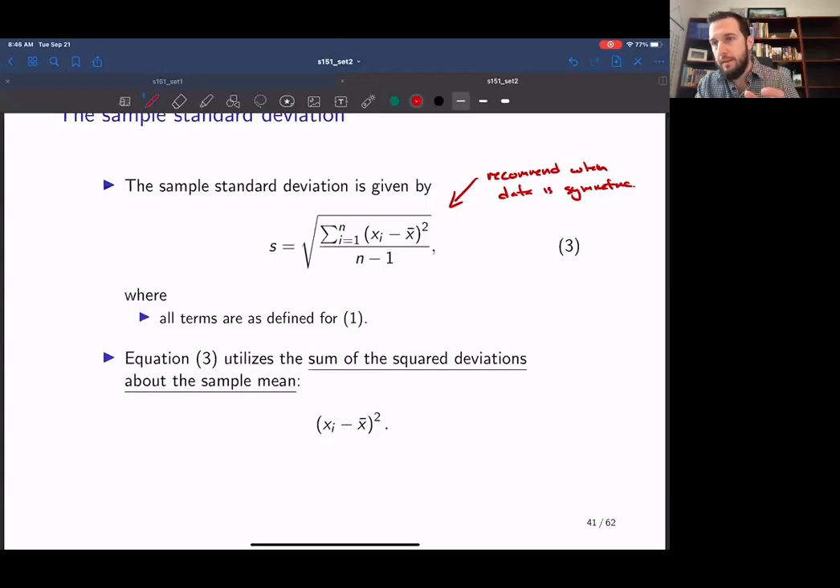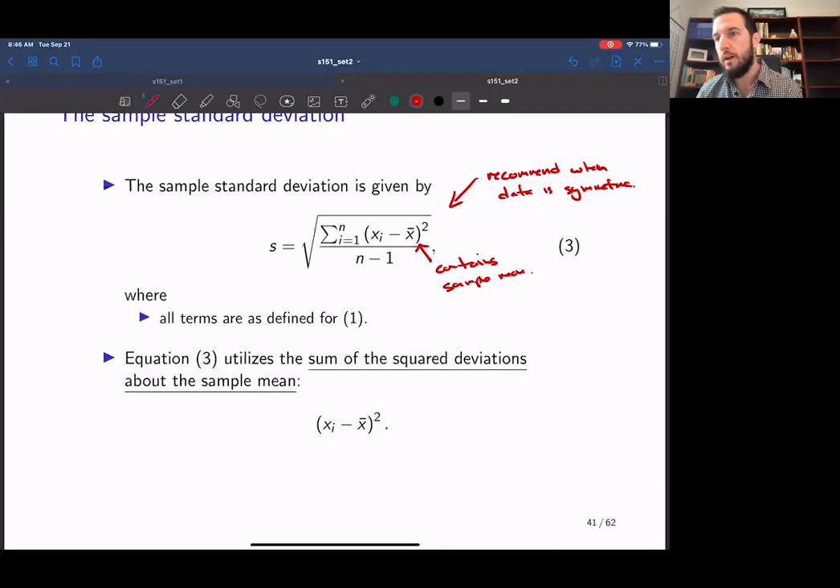Now, the reason that we use this value when the data is symmetric is because you can see that it is a function of the mean. So we know that the mean is only at the center when the data is symmetric. So therefore, the standard deviation, which utilizes the mean, is really only appropriate when the data is symmetric.